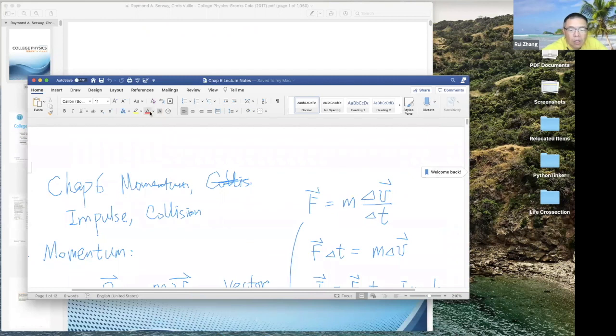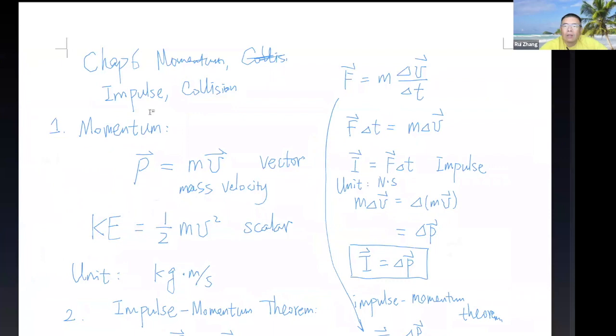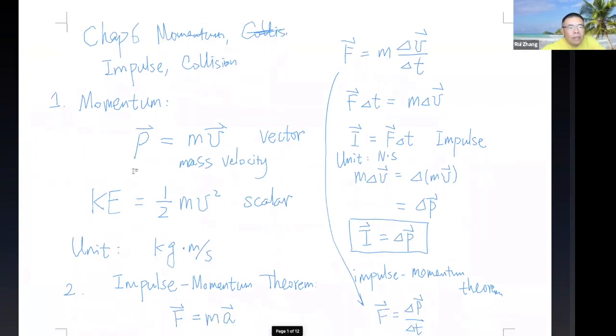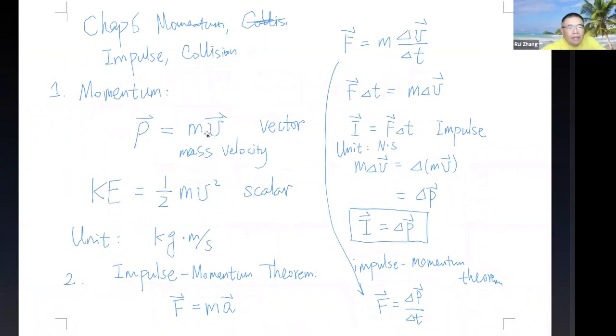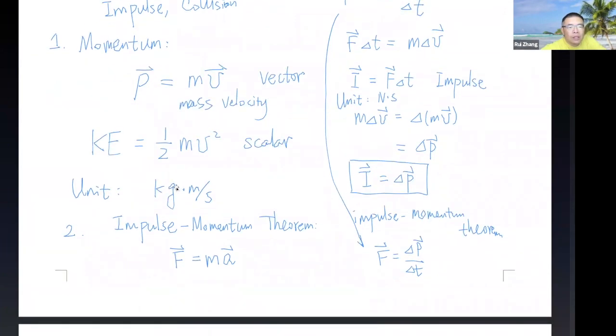So let's talk about chapter 6, okay? We started this chapter on Thursday, which is a while ago. So basically, this chapter is another chapter about advanced concepts in mechanics. The concept we talk about here is mostly momentum, defined as m times v, mass times velocity. It's a very simple definition. It's very intuitive, and the unit is kilogram meter per second.